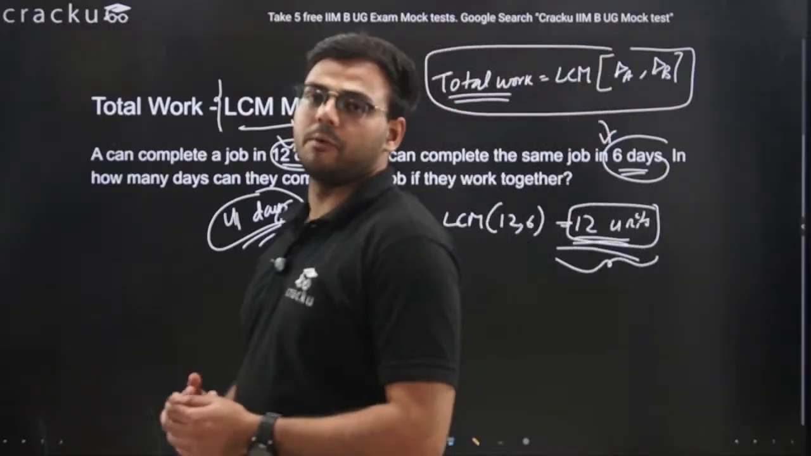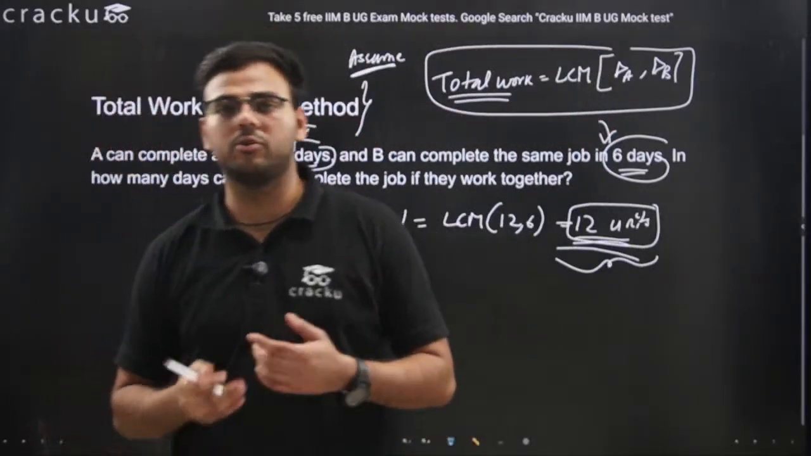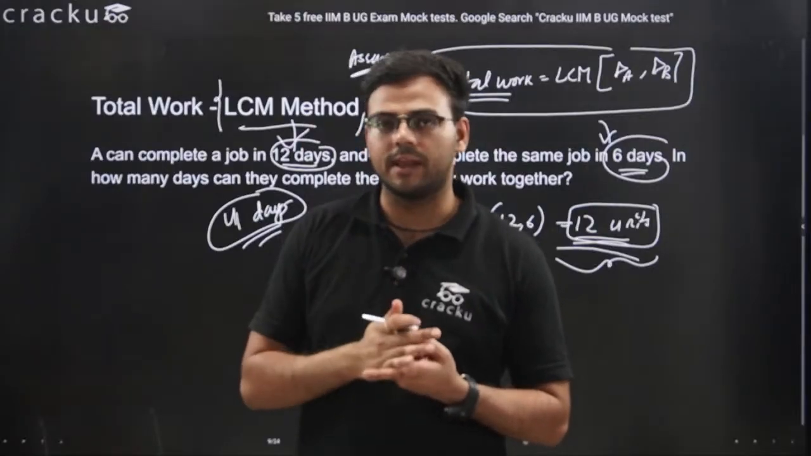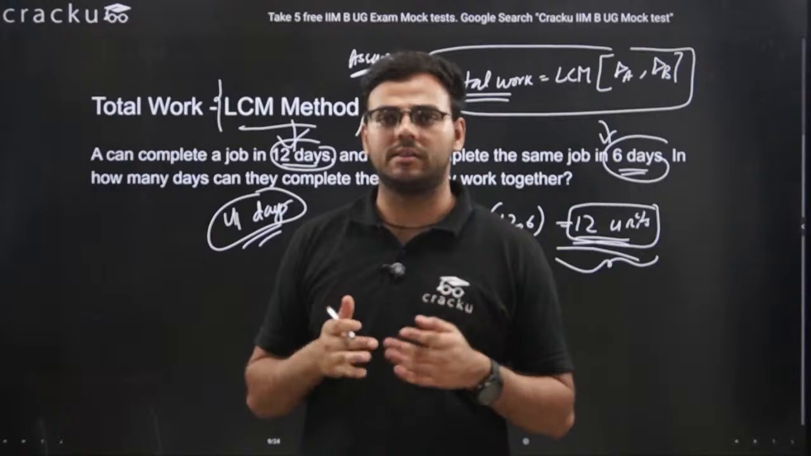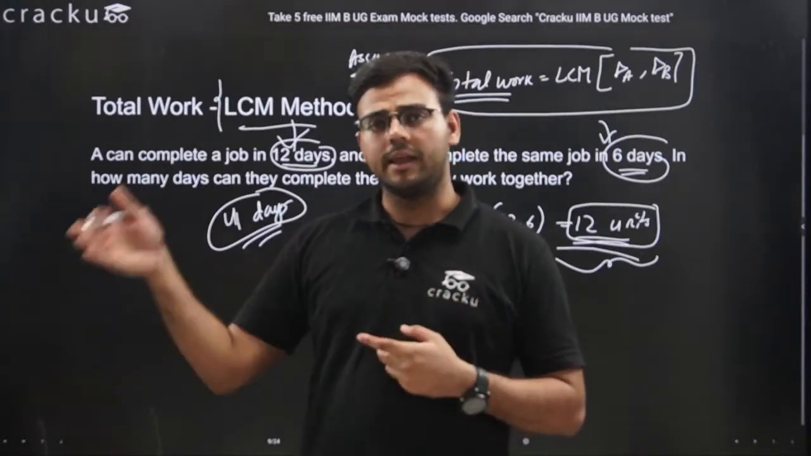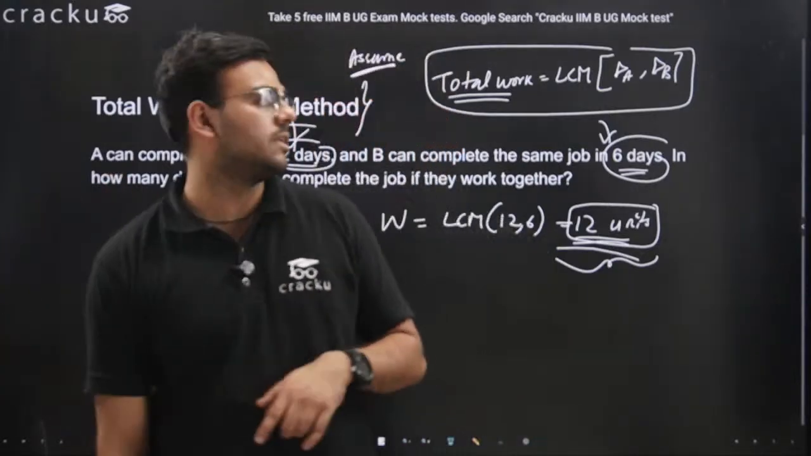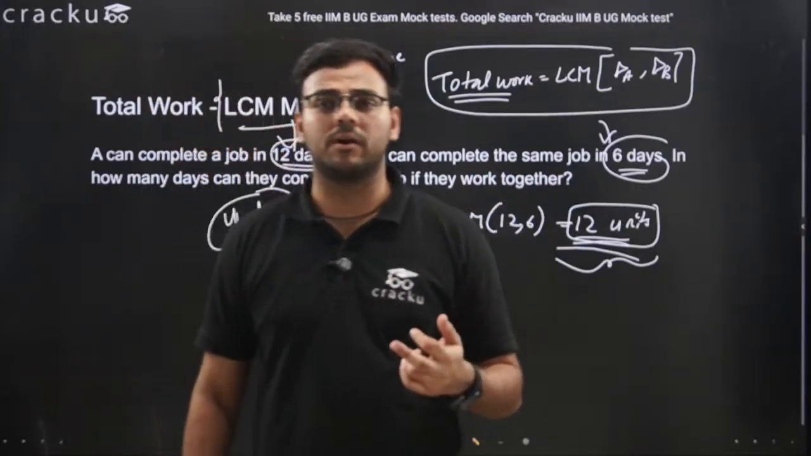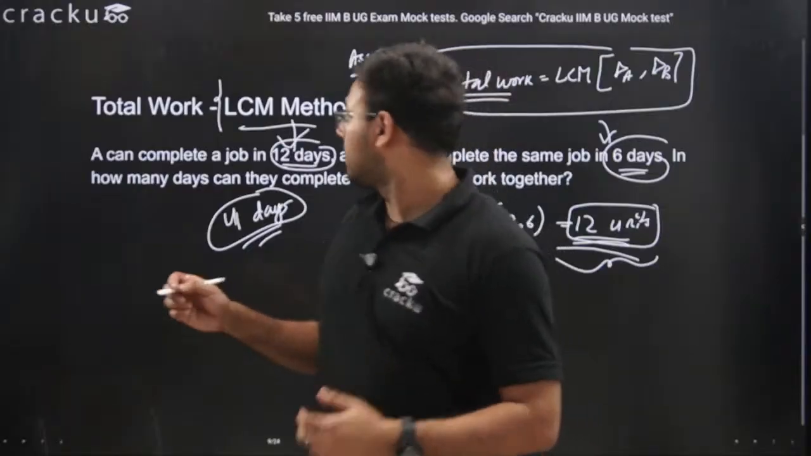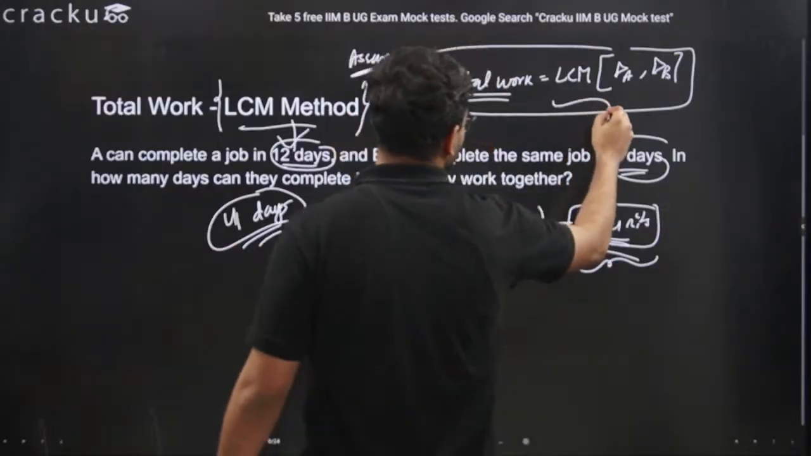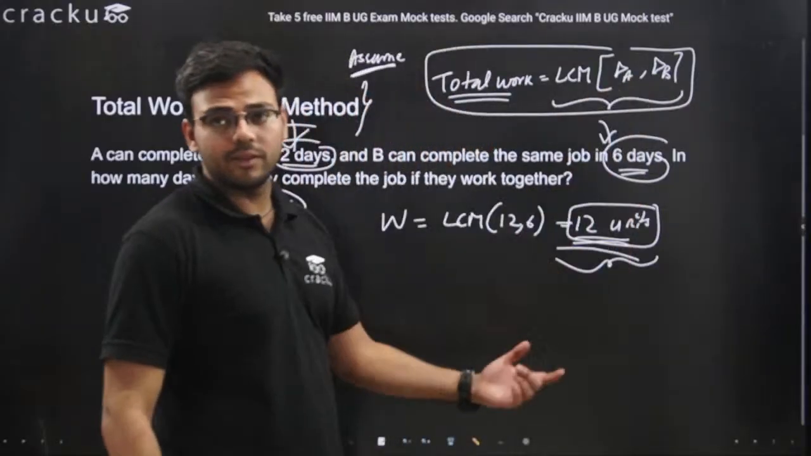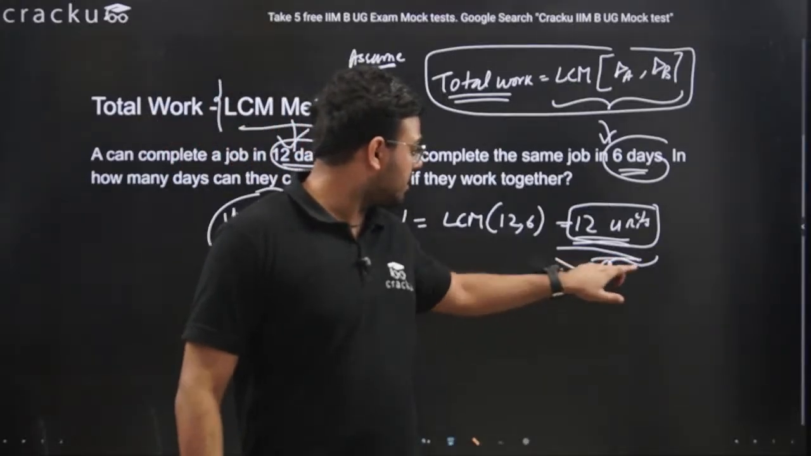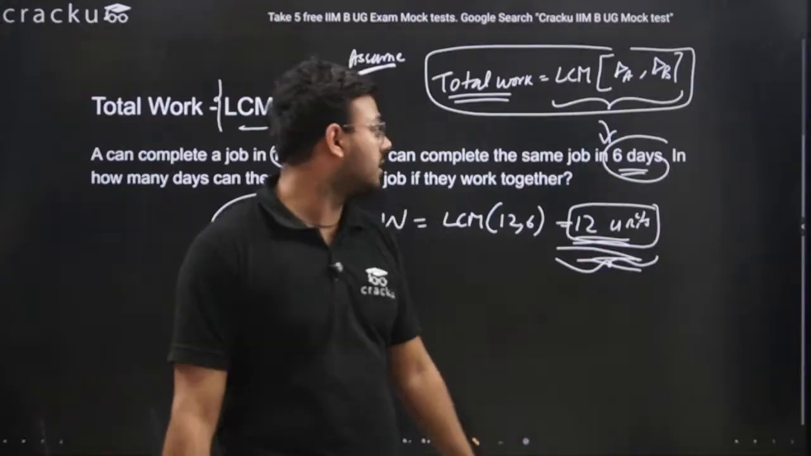The formula is simple for both the cases. In unitary method, you have to just assume it is 1 unit of work, get the individual efficiencies of A and B and equate their efficiencies. Combined efficiency will be individual efficiency plus the individual efficiency. Similarly, in this case, you don't have to assume 1 unit of work. What you have to assume is basically the LCM of the number of days individually they are taking. Whatever you get as the LCM, that will be your total work done.